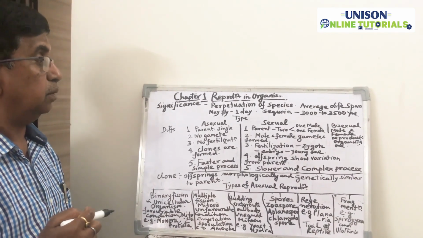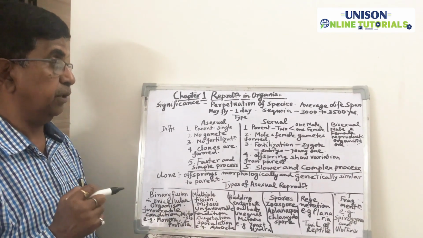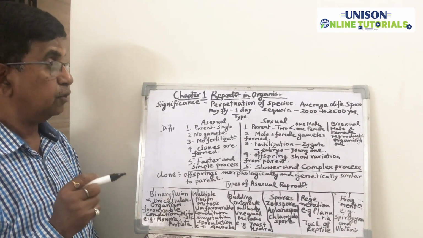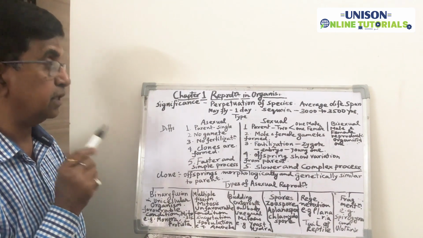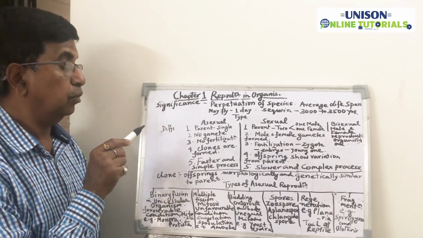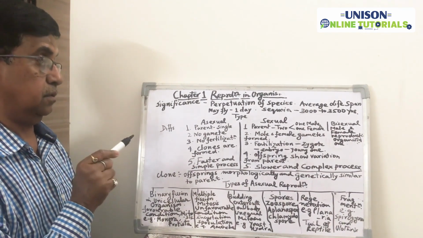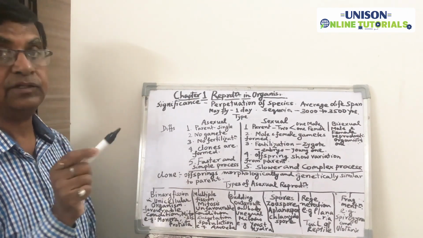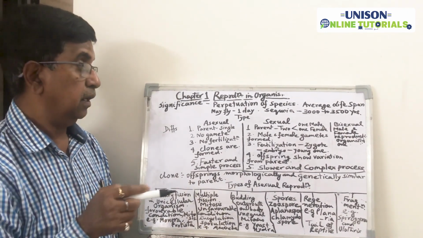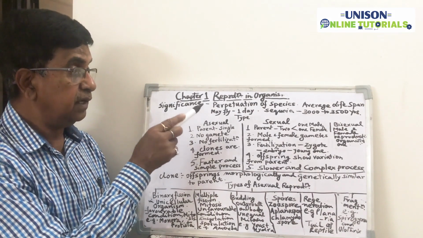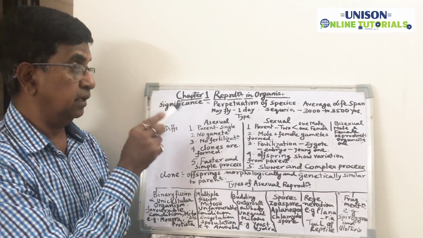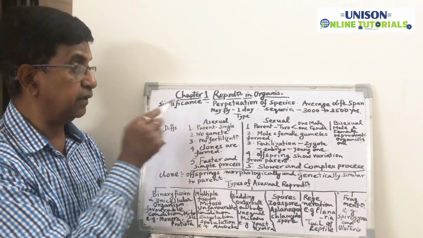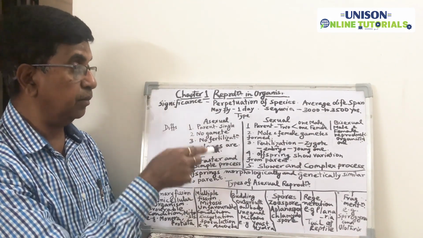Now we come to types of reproduction. There are 2 types of reproduction you know about, asexual and sexual. Now, what are the characteristics of asexual reproduction and sexual reproduction? We will deal with not only the characters of sexual and asexual reproduction, but also the differences between them through the tabular form.